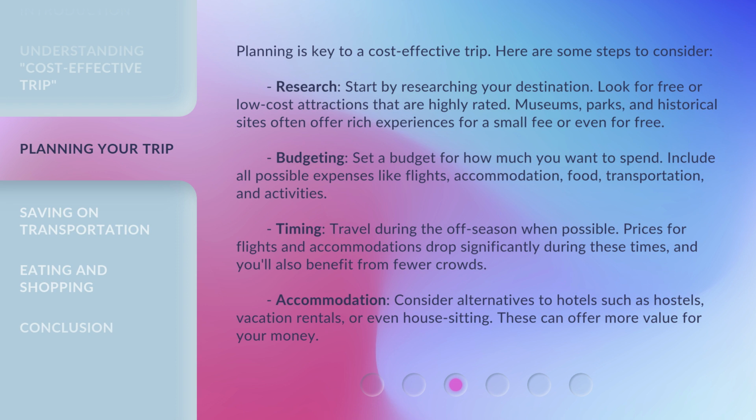Budgeting. Set a budget for how much you want to spend. Include all possible expenses like flights, accommodation, food, transportation, and activities. Timing. Travel during the off-season when possible. Prices for flights and accommodations drop significantly during these times, and you'll also benefit from fewer crowds. Accommodation. Consider alternatives to hotels such as hostels, vacation rentals, or even house sitting. These can offer more value for your money.